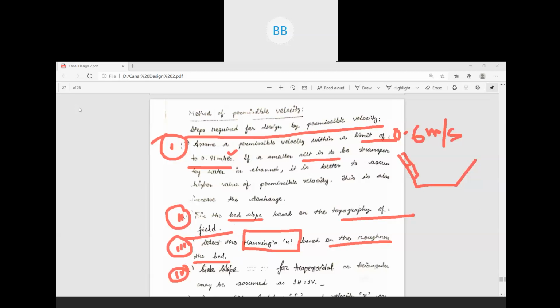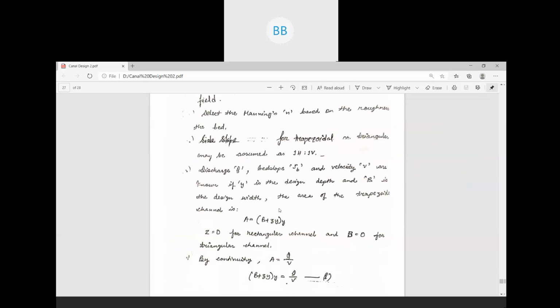So that is why it is written here: select the Manning's n based on the roughness of the bed. Various experiments have already been performed, and you have tables of Manning's n for different materials. This has already been done by various people and is easily available. Next is to find the side slope for a trapezoidal or triangular channel, or you can directly assume one horizontal to one vertical.